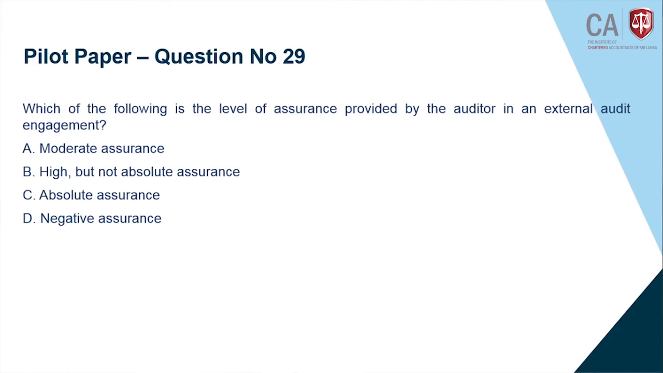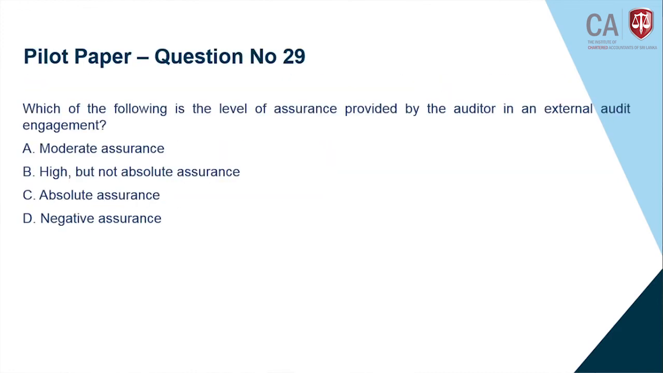External auditing, basically we provide not the moderate assurance, not the absolute assurance, not the negative assurance, but high assurance but not absolute, equally called as reasonable assurance, right? So you can see now, if you listen to this webinar and if you read the study text carefully, you will have a better understanding and you can write any of the questions that are coming in the examination, right?